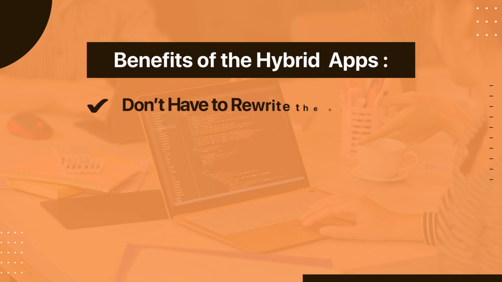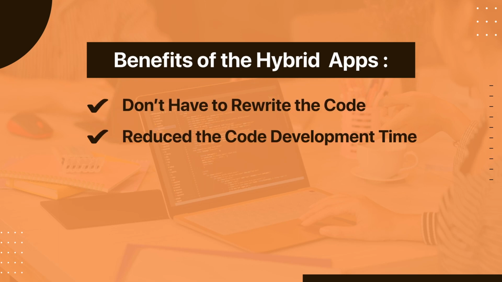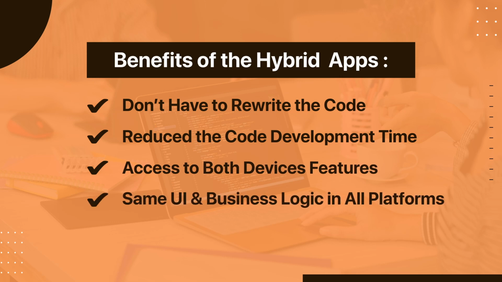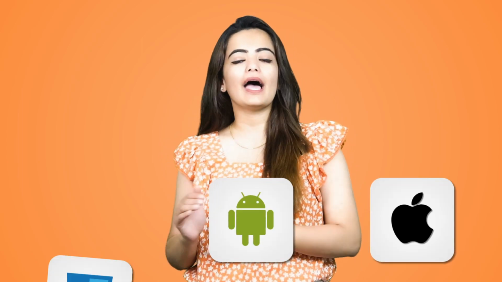Hybrid apps are able to run on both iOS and Android devices. These apps are developed with Flutter and React Native, and this is the most useful one. You don't have to rewrite the code. It reduces the code development time. It's accessible in both the devices' features, with the same UI and business logic on all the platforms. And with this, we sum up the various features of these three platforms, which is iOS, Android and hybrid.